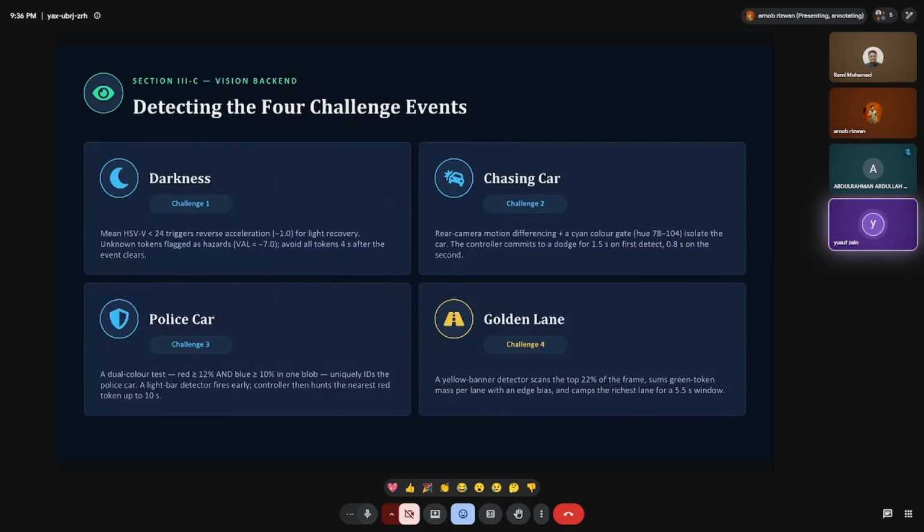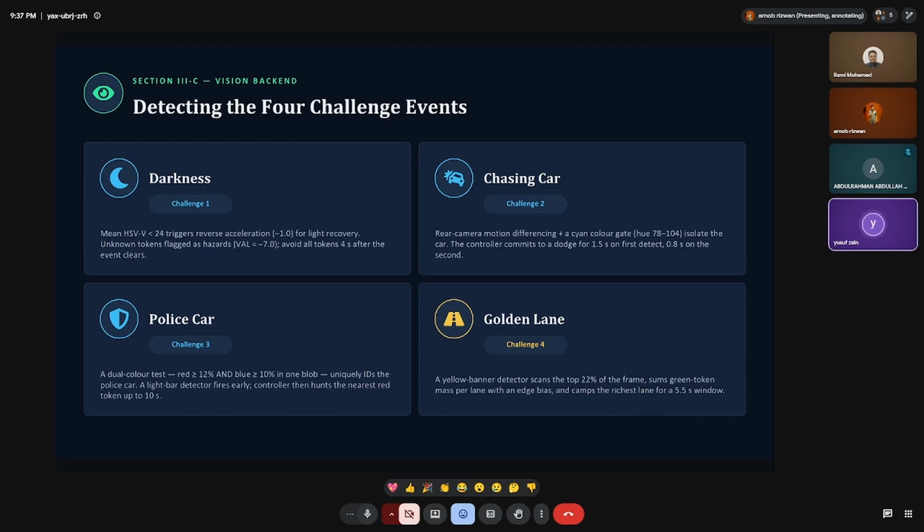Thank you, Arnold. So now we're going to talk about the challenges that we faced throughout the development. The first challenge is the darkness, which means if the HSV value is less than 24, it triggers reverse acceleration for light recovery. Unknown tokens are flagged as hazard, with a value equal to -7. That means avoid all tokens for 4 seconds after the event clears. The second challenge is the chasing car. Rear car motion differences plus a cyan color gate with hue 78 to 104 isolate the car. The controller commits to a dodge for 1.1 seconds on a first detect, 0.8 seconds on a second.